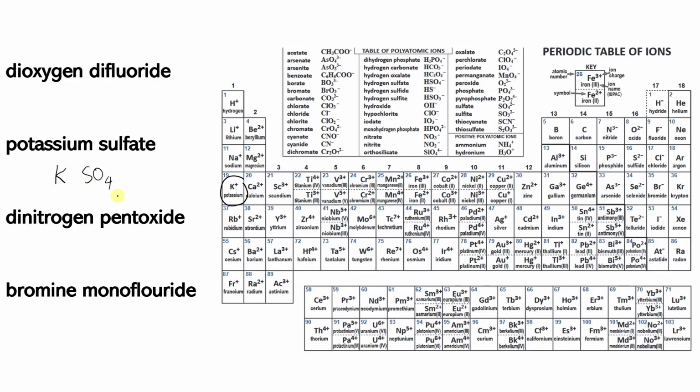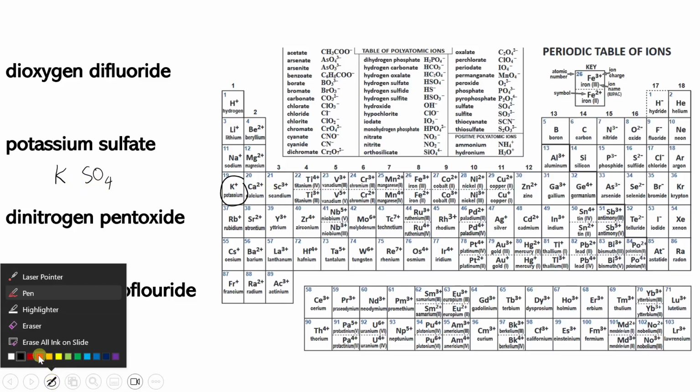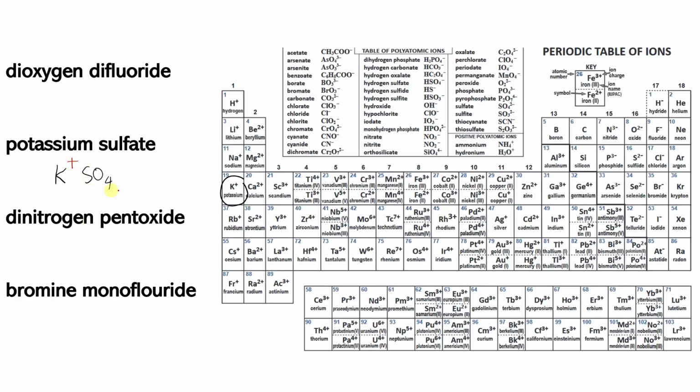So we need to check the overall charge, and then we need to make sure that the overall charge of the compound must be neutral or zero. So here the charge of potassium ion is positive 1. Then for the sulfate, the charge is negative 2. So obviously this one is not neutral because we have negative 2 from the SO4, then positive 1 from the potassium. So how do we get an overall charge of 0 from this one?